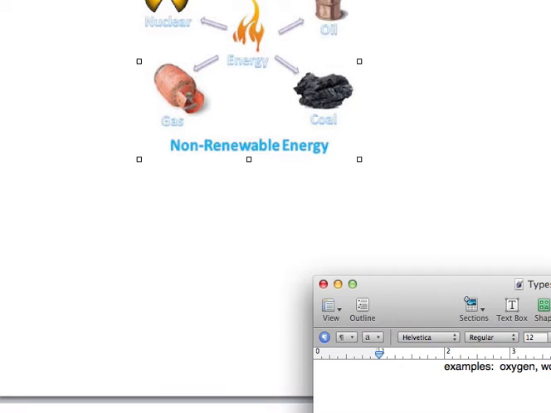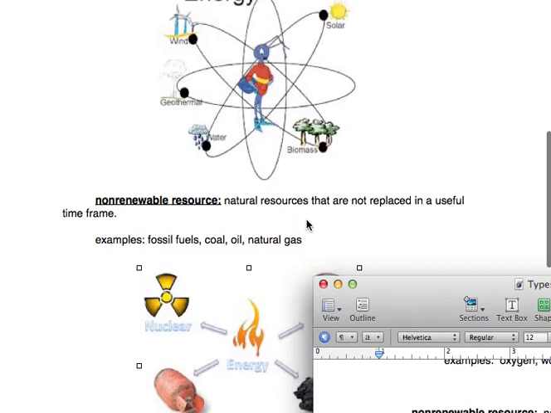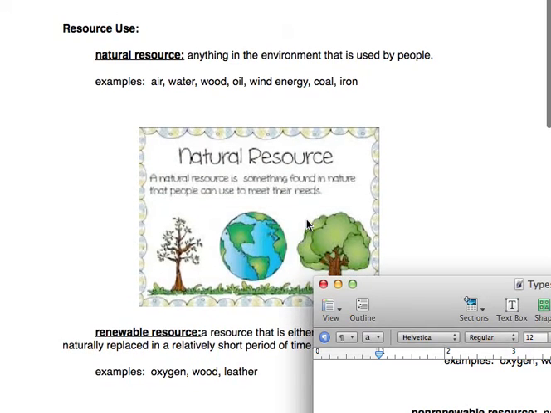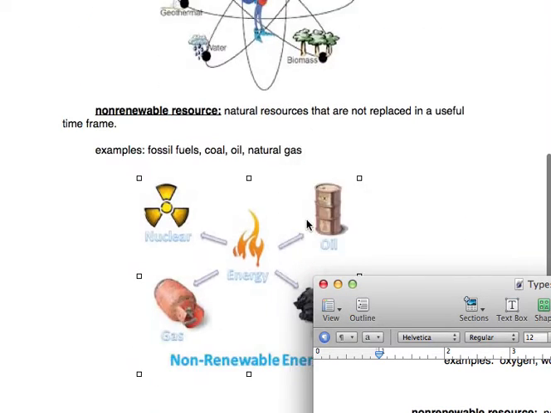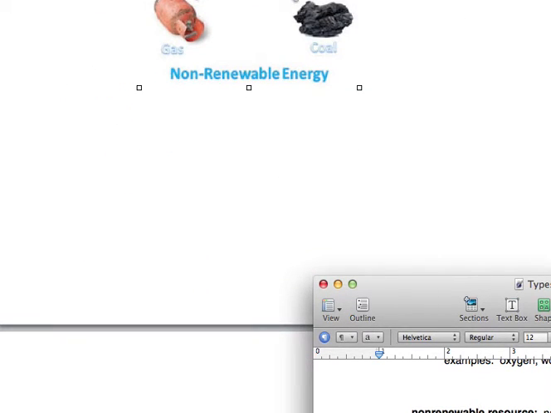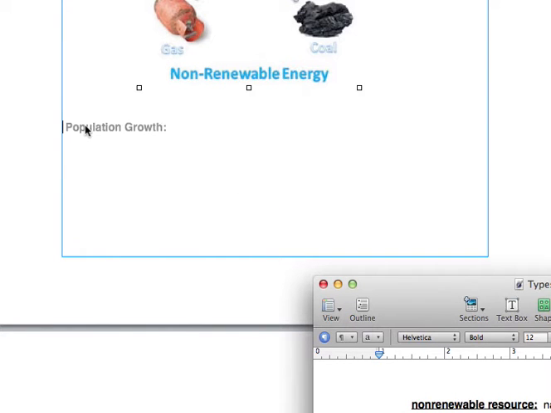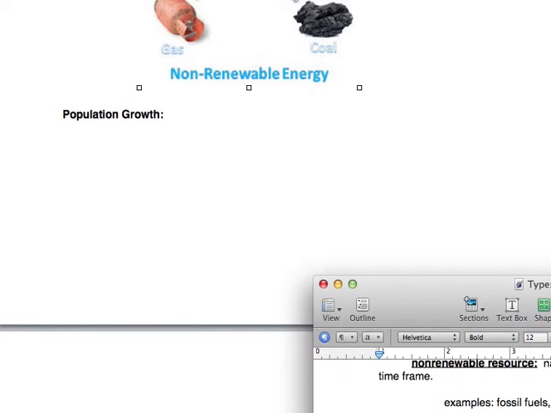It takes too long. And all of these things, renewable resources, non-renewable resources, and resource use, are all tied into population growth. So this is a new heading here, population growth. When a population grows, the demand for resources also grows. We talked about this when we looked at species, populations, communities, and ecosystems. Obviously, the more organisms in a given area, the more resources they're going to use up. So it makes sense that when a population grows, the demand for resources also increases.